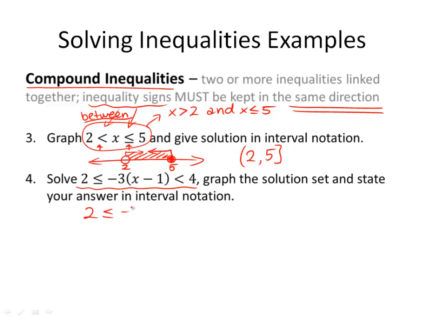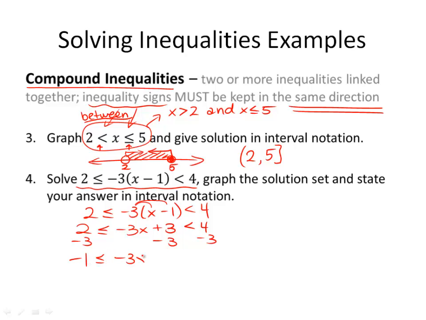The same thing applies as before. We do the same thing to all sides. If, in fact, we end up multiplying or dividing by a negative, we gotta switch all the signs. All right, so let's distribute here first. You could do that, or you could divide everything by -3 right away. But I think some of you are used to distributing first, so let's stick to that. Now we're going to subtract 3 from all parts, giving us -1 less than or equal to -3x less than 1. And now we can divide all parts by -3.